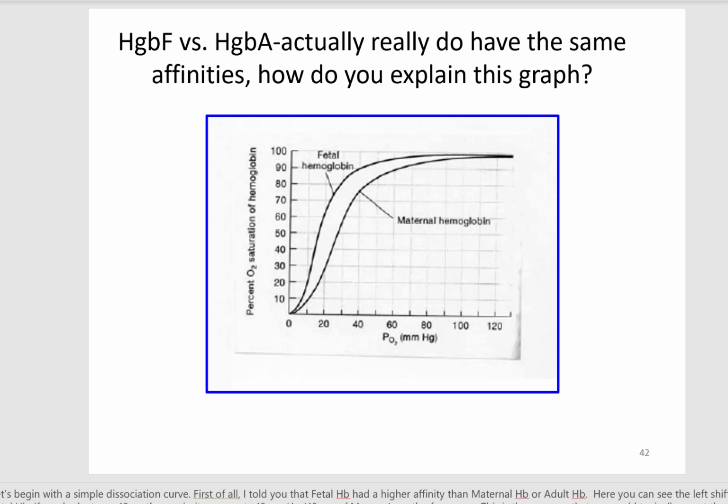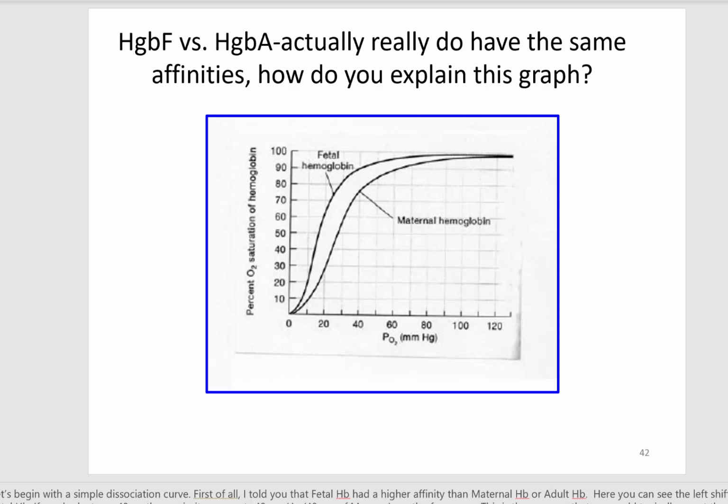The reason why it has a higher affinity than adult hemoglobin in vivo is because fetal hemoglobin has the globin chains of alpha-2, gamma-2. Adult has alpha-2, beta-2. And on the previous slide, I showed you that 2,3-DPG binds with the beta-globin chain. Fetal hemoglobin does not have the beta-globin chain. That means when 2,3-DPG levels are elevated, only adult hemoglobin will be affected. Only adult hemoglobin has the beta-globin chain.